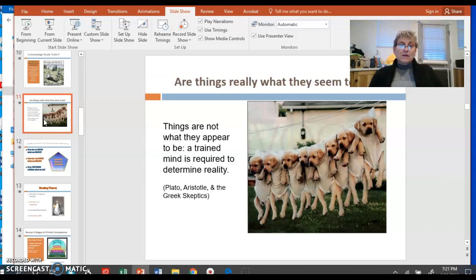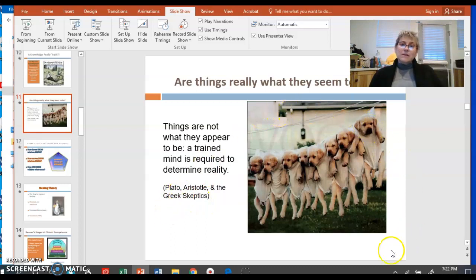So Plato, Aristotle, and the Greek skeptics have some sayings that are similar to this in all of their cultures. Things are not what they appear to be. A trained mind is required to determine reality. And so that's from Plato specifically.